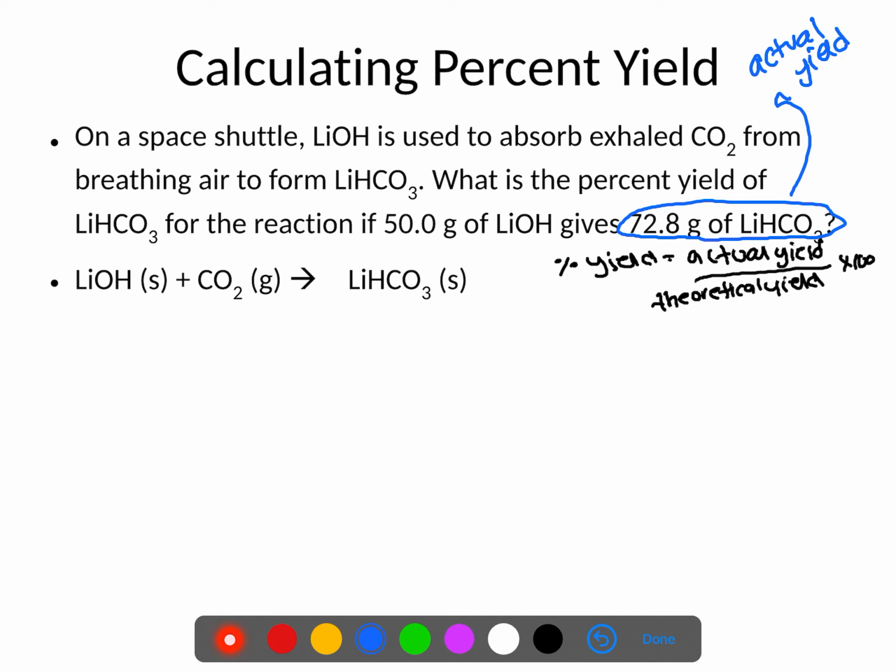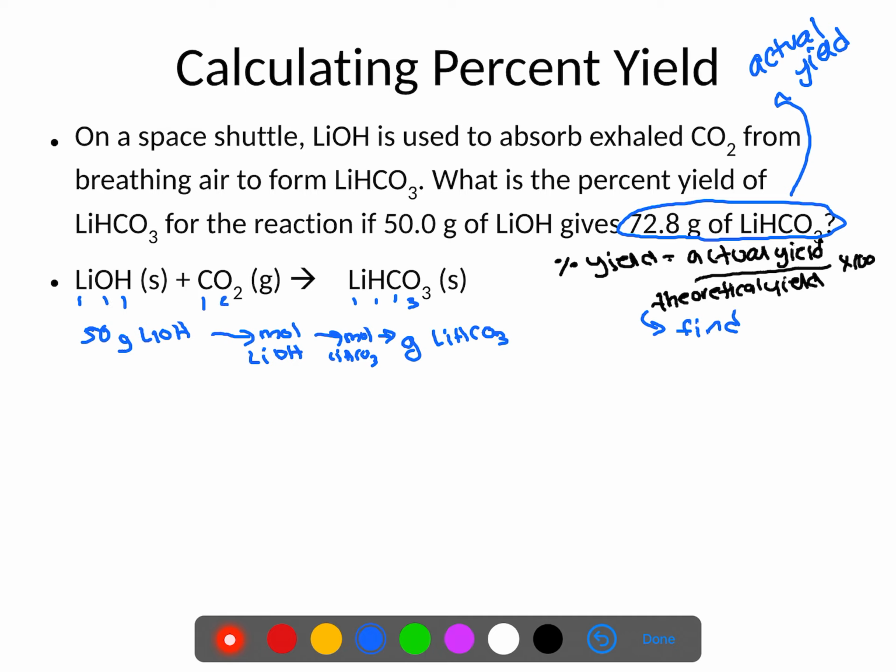Now you want to make sure it's balanced. I have 1 lithium on both sides, 1 hydrogen, 1 carbon. I have 3 oxygens here, 2 plus 1 oxygen, 3. So I'm completely balanced. Well, I will start with my 50 grams of lithium hydroxide. To find the theoretical yield, I need to convert to the grams of lithium bicarbonate. Well, I need to go to moles, so I will use the molar mass.